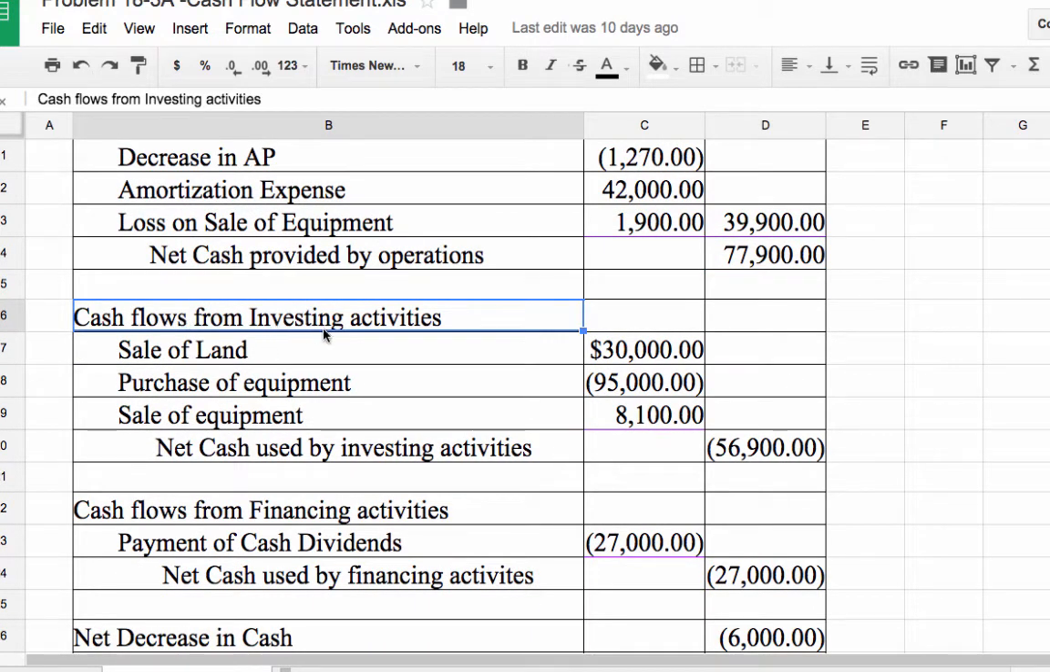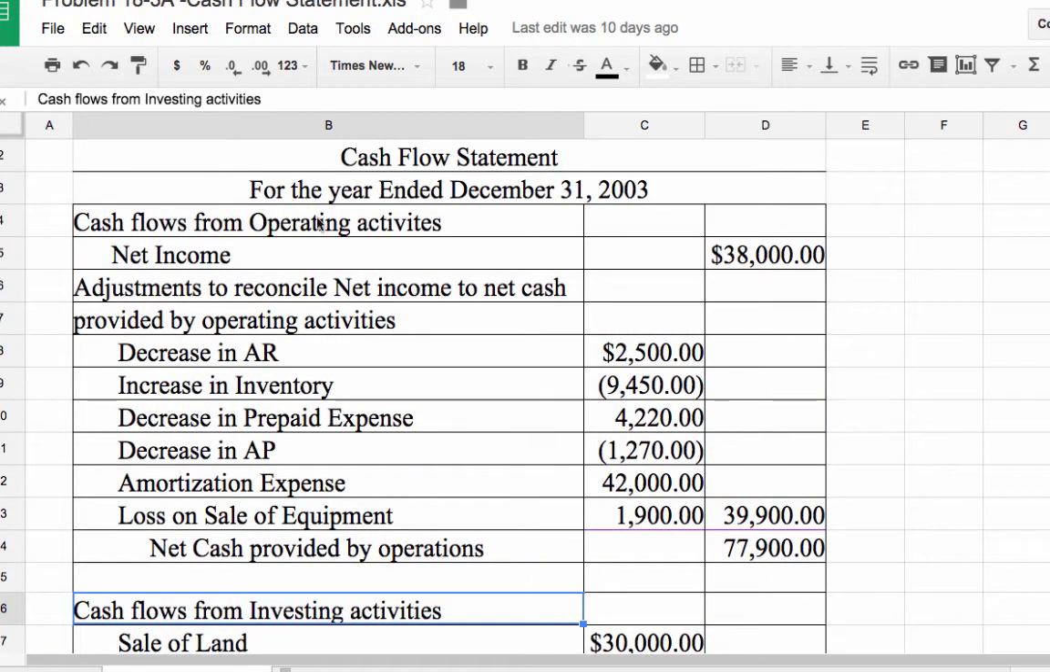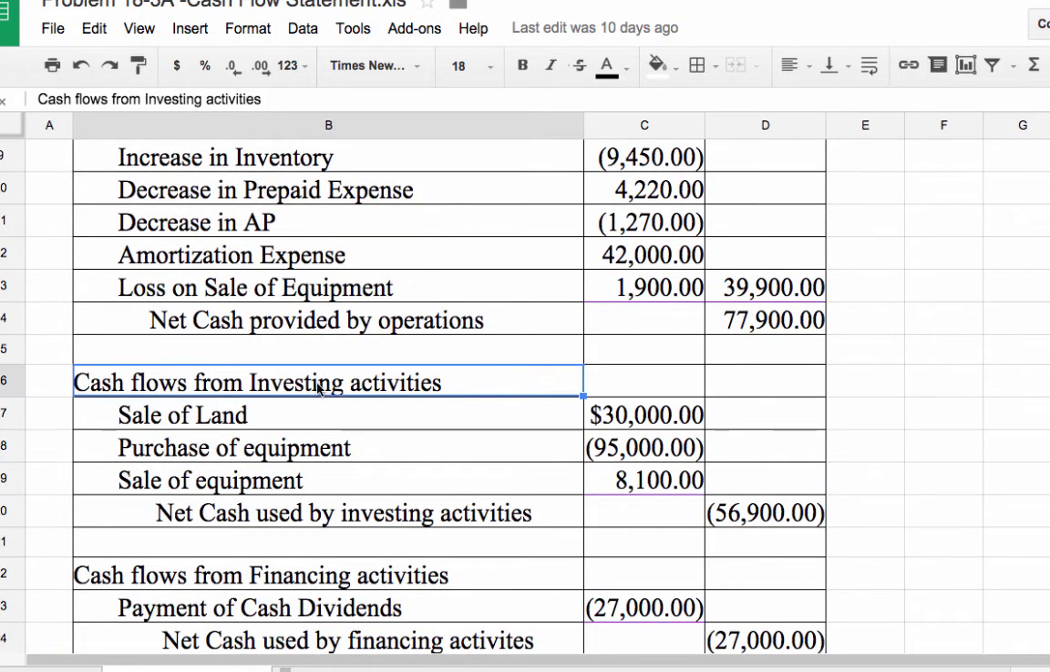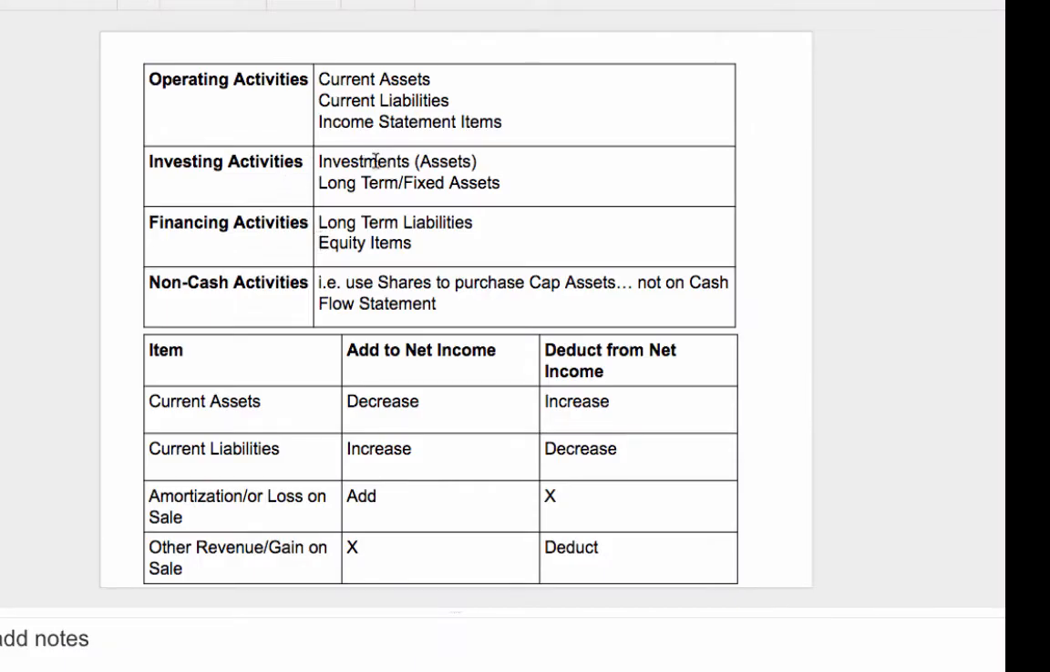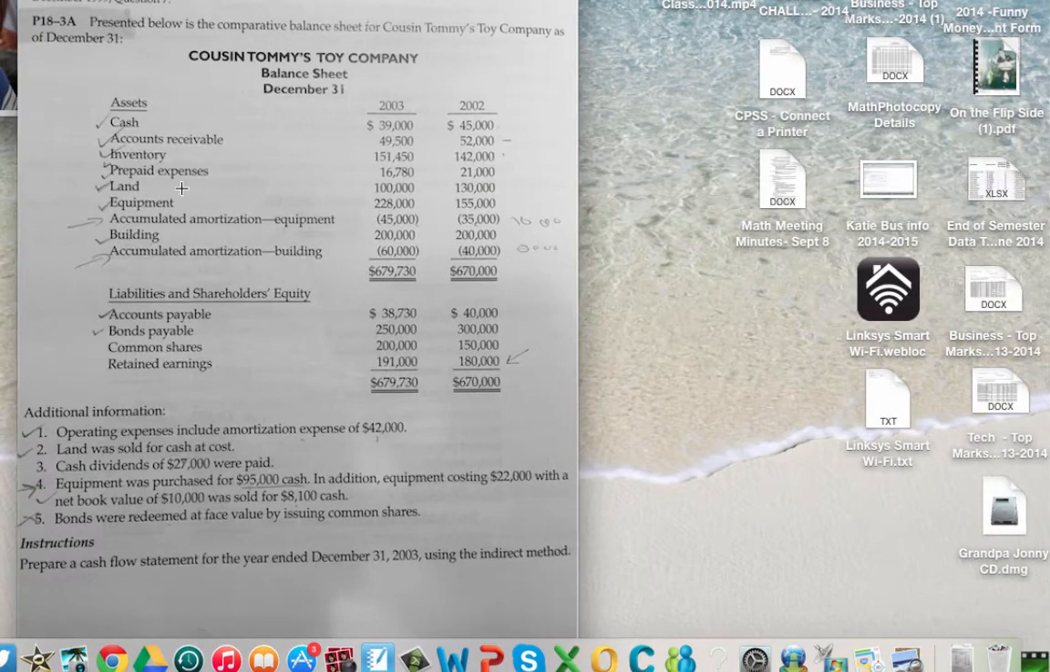Cash flows from investing. So again, remember, this is a heading. We had cash flows from operating. Now we have cash flows from investing. If you recall, for this section, we're going to look at our investment section and our fixed asset section of our balance sheet. Let's go back to our picture. So we have no investments unless they tell us otherwise down here. So our equipment changed. Our equipment was $155,000 and it went up to $228,000, and our building changed as well. So we got to go to the additional information here and look at this stuff and figure out why.